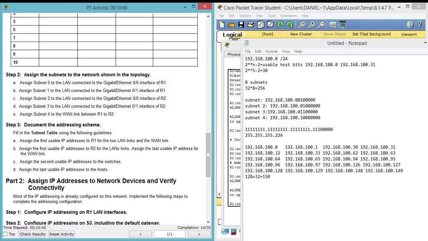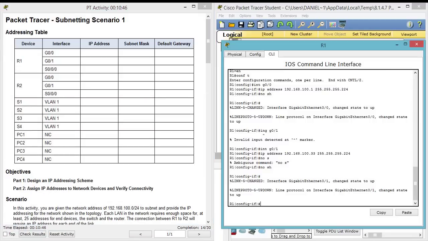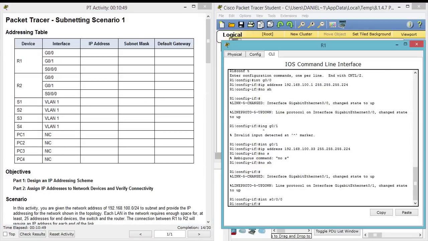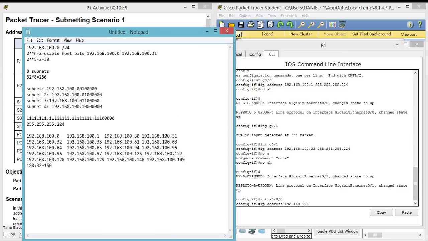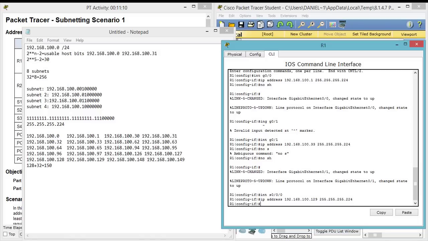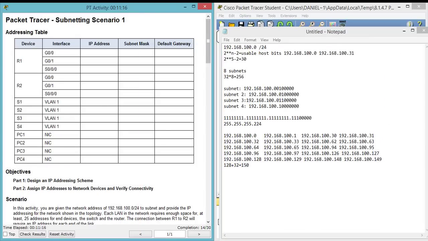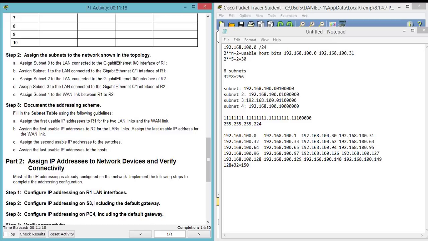Alright, so we need to access the serial interface, which I believe is 0/0/0. Yes, it is. Okay. This is 128, 129, I mean. And same. Okay, so it's already no shutted.